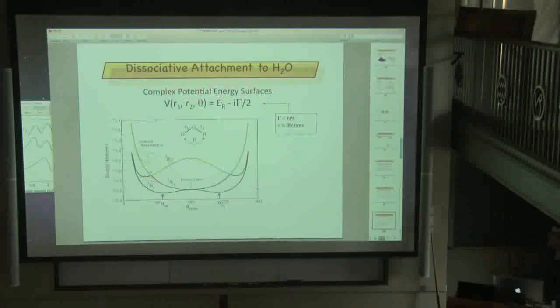Here's a picture of some potential energy surfaces just showing you the situation for H2O. You see if you start on that upper state B2, you can be funneled into a conical intersection.